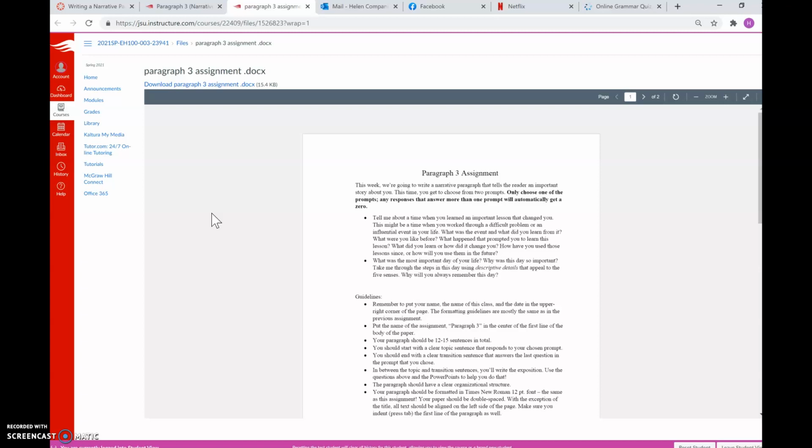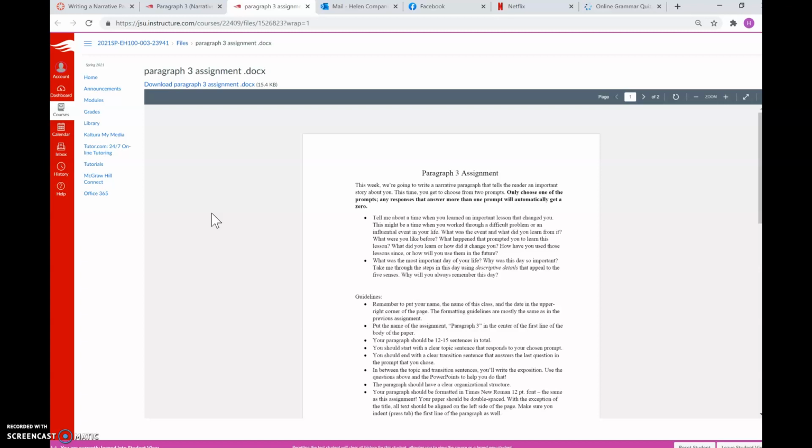And we have a very similar pattern with your other option, which is what was the most important day of your life? Why was this day so important? That'll build your topic sentence. Take me through the steps in this day using descriptive details that appeal to the 5 senses. That'll help you build your exposition. Why will you always remember this day? That'll help you build your transition sentence.